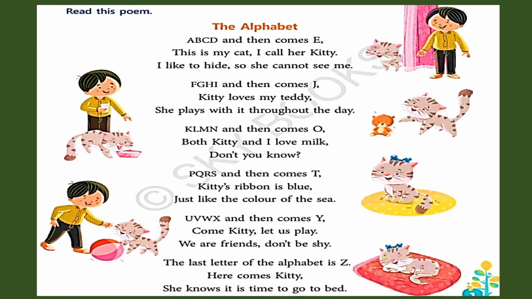Don't you know? P, Q, R, S, and then comes T. Kitty's ribbon is blue, just like the color of the sea. U, V, W, X, and then comes Y. Come, Kitty, let us play. We are friends, don't be shy. The last letter of the alphabet is Z. Here comes Kitty. She knows it is time to go to bed.